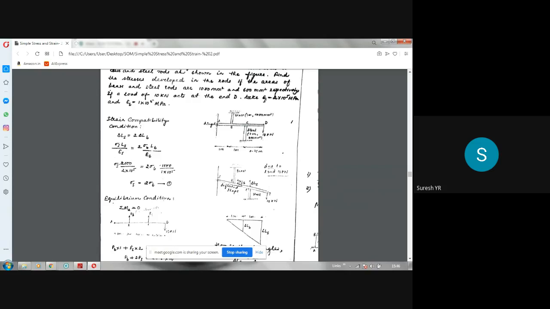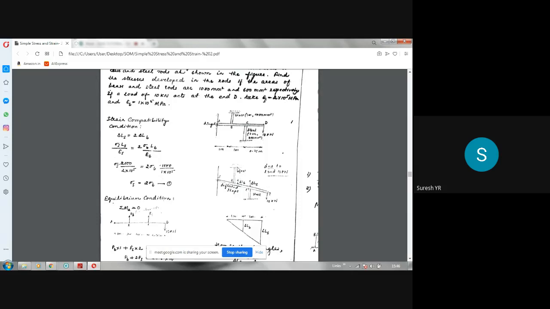This brass rod tries to elongate. See here the arrangement, because the brass rod is on one side, the steel rod is on another side. They are not on the same side. For the brass rod, the length is increased, whereas for the steel rod the length will decrease. That means this is subjected to a compressive stress and this is subjected to a tensile stress. Understand this problem clearly. Due to this load, this horizontal bar bends like this. This will elongate. This bar will contract.